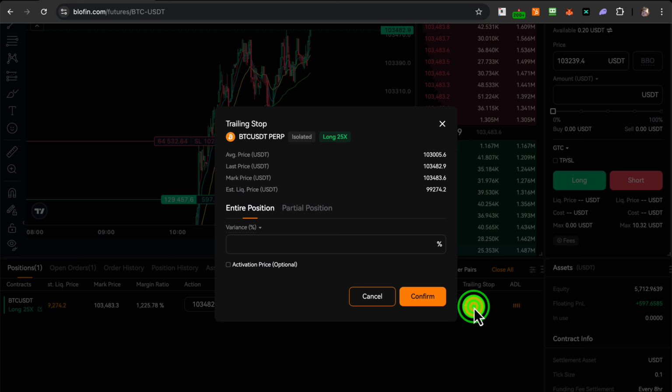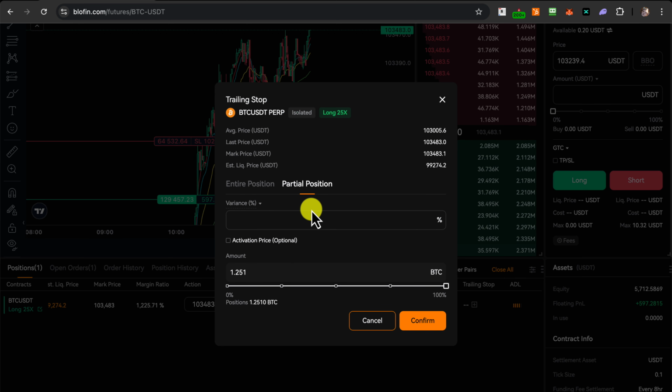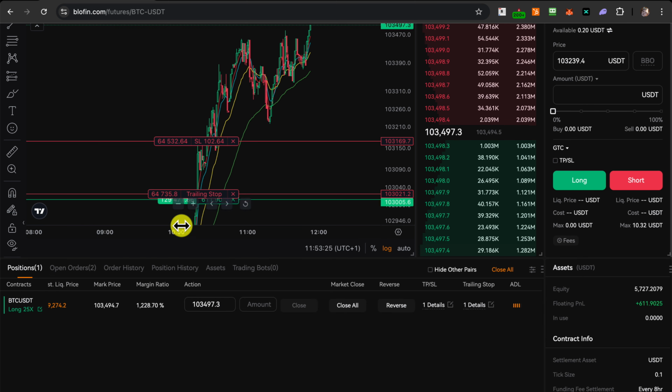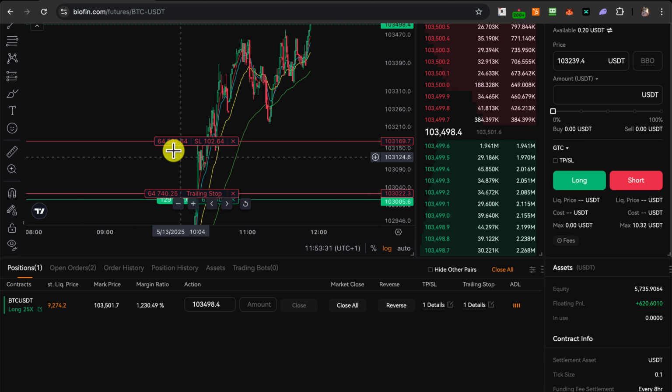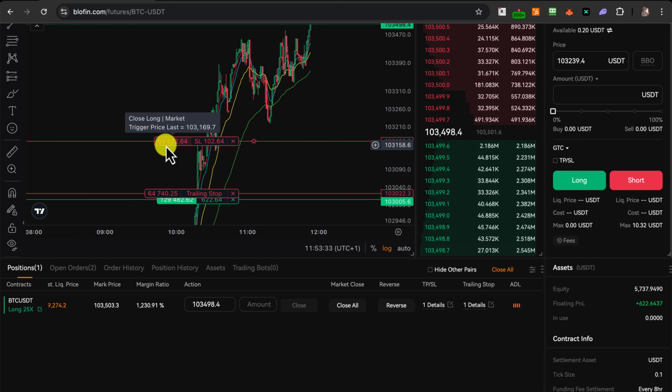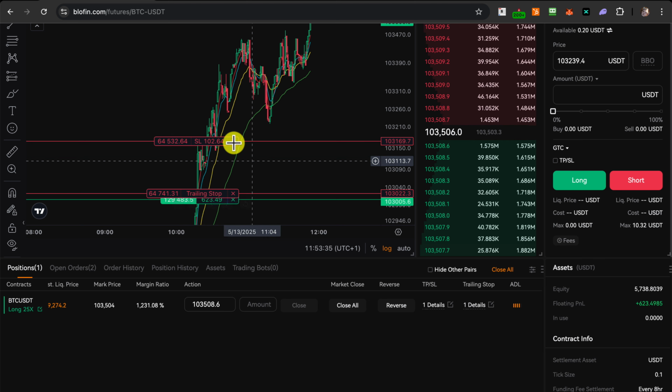So trailing stop, I'm going to do partial position, okay. So I'm going to do 0.46 and I'm going to do that for half the amount. I think that might be a fun way to do it. So you can see now this one here is going to close $64,736 worth of position, and the regular one is going to close $64,532 worth of the position.